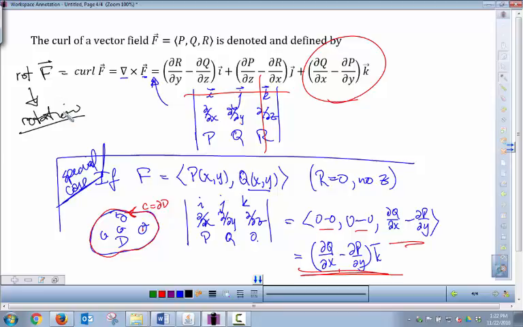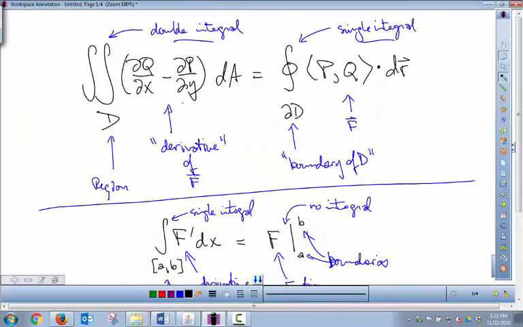So there's your tie-in. This is, in fact, a derivative. In the beginning, I said, oh, maybe we'll just call it some sort of derivative. Now we can come back to this page and say, hey, this is really the curl.